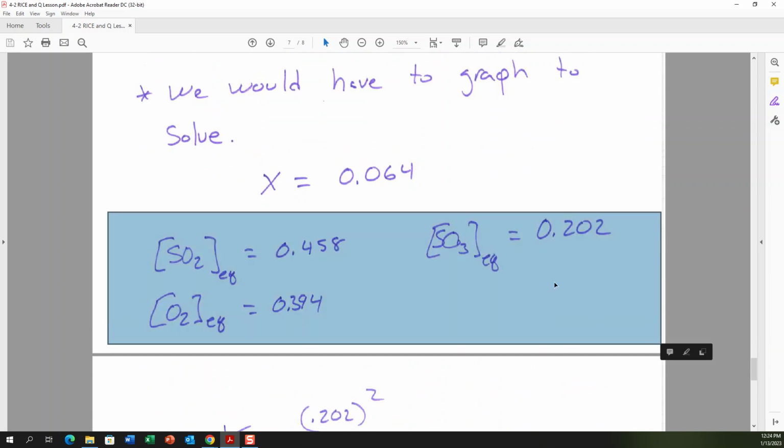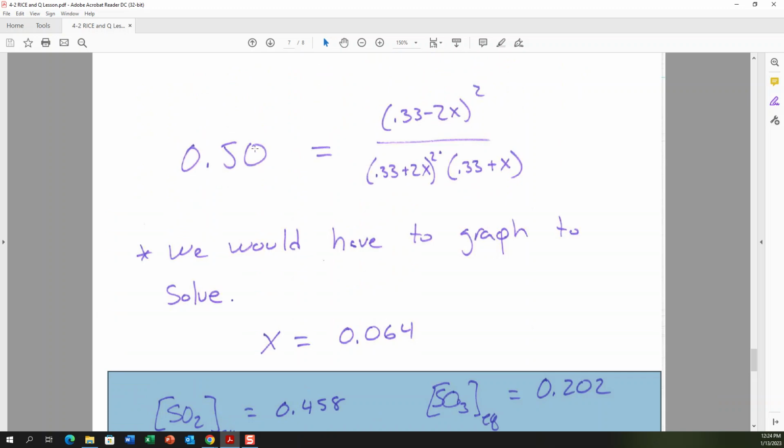And notice the equilibrium concentration for my product was less than the initial 0.33, but my equilibrium concentrations for my reactants are greater than the initial 0.33, and that's because Q was greater than K. The reaction had to shift to the left to get to the equilibrium position. And you can check yourself: plug these values into the equilibrium expression and see if you get 0.5, because that's what K has to equal.